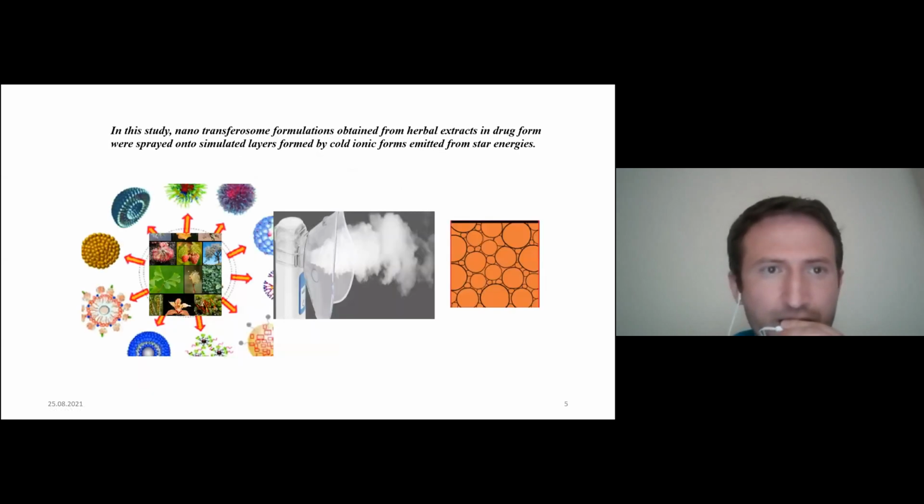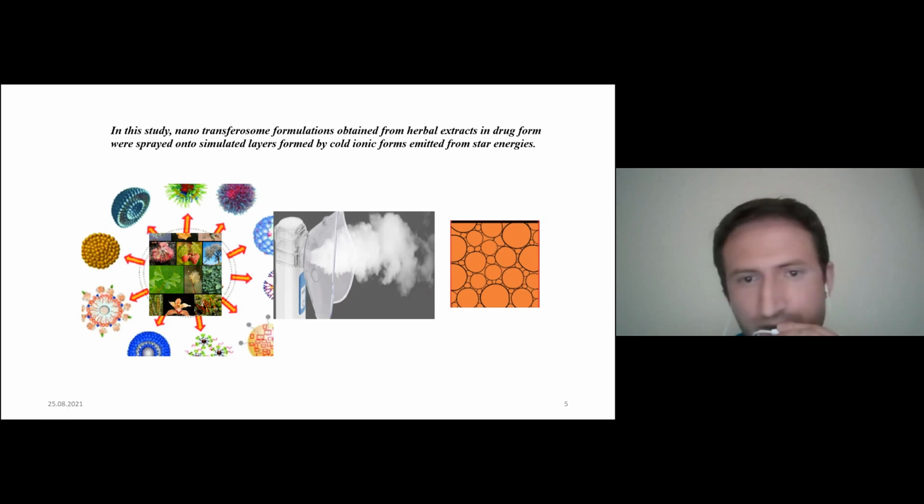Combining these, in this study, nanotransferosome formulations obtained from herbal extracts in drug form were sprayed onto simulated layers formed by cold ionic forms emitted from star energies. You can see many kinds of particles, for example liposome, graphene oxide, and transferosomic forms, but the transferosomic form is very effective because it is a very flexible nano spraying form.